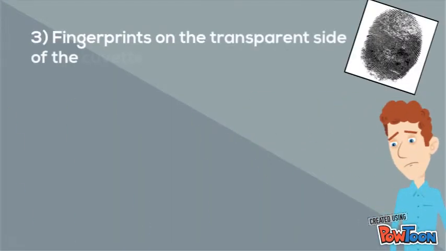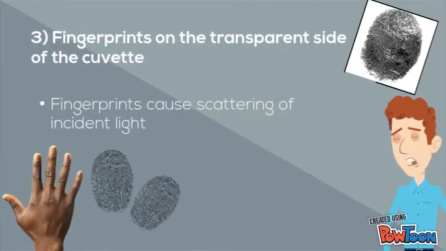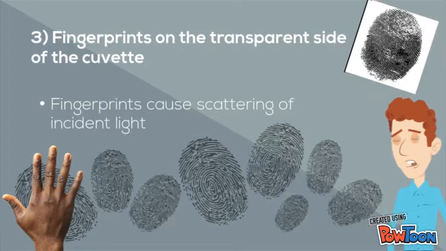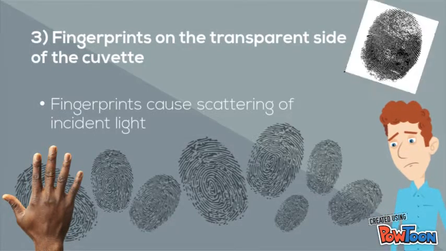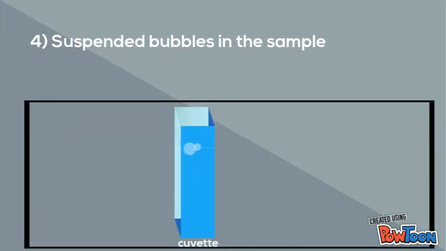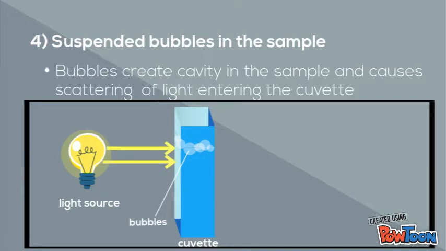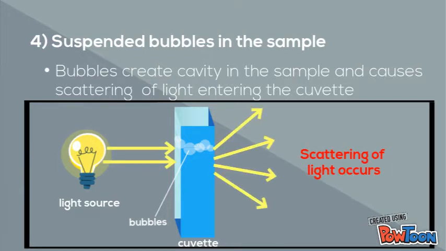Fingerprints on the transparent side of the cuvette cause scattering of the incident light and hence affect the accuracy of the results in the experiment. Lastly, suspended bubbles in the sample can lead to a miscalculation. Since bubbles create cavities in the sample, they cause scattering of the light entering the cuvette.